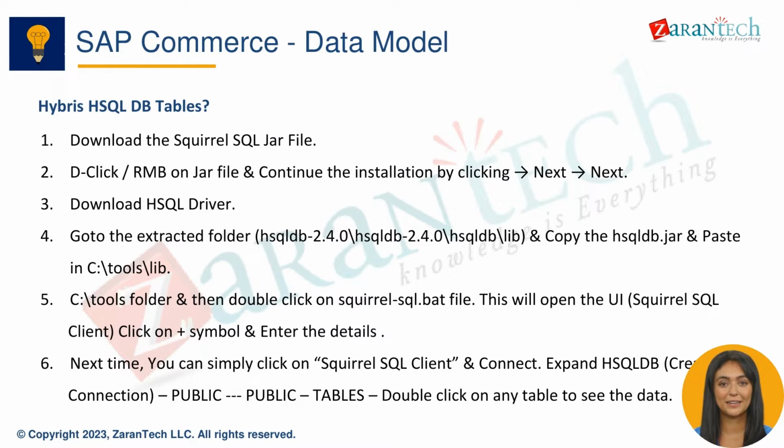Let's start by looking at the Hybris HSQLDB tables and overall data model. Hybris uses an embedded HSQLDB database by default. To view the tables, you can download the Squirrel SQL client, install the HSQLDB driver into the client, connect Squirrel SQL to the Hybris HSQLDB database. Browse the tables under the public schema. This allows you to inspect the table structures and data.